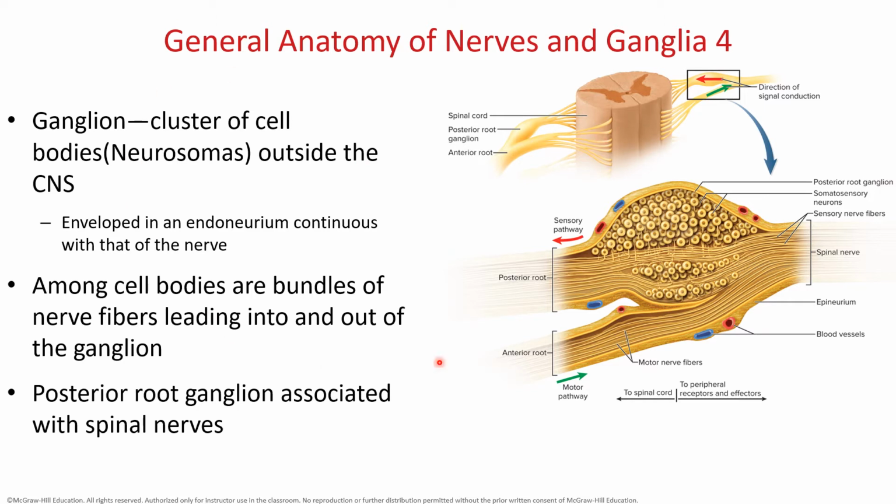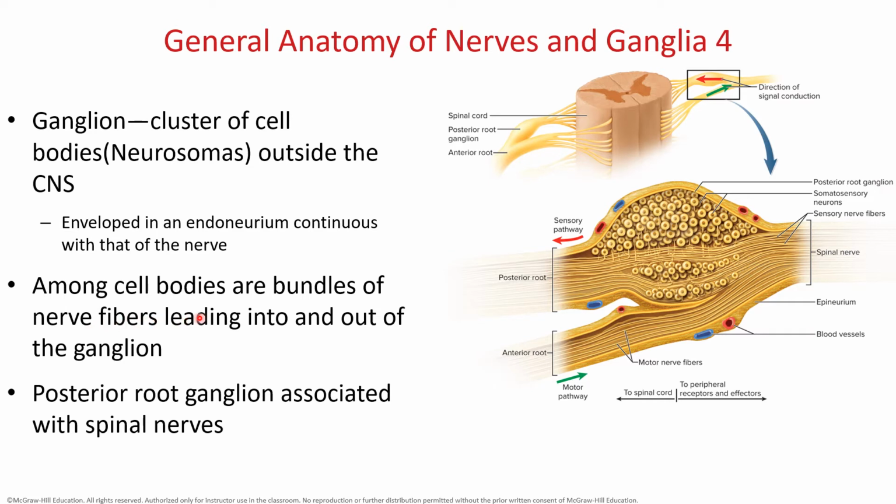Now let's talk about the ganglion. The ganglion is a cluster of cell bodies, also known as neurosomas, outside of the central nervous system. It's going to be enveloped in an endoneurium continuous with that of the nerve. We can see this. Here is a ganglion right here. This is your posterior root ganglion. Here's your anterior root ganglion here.